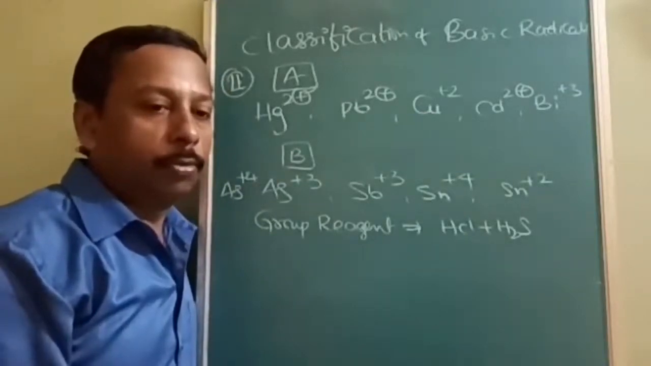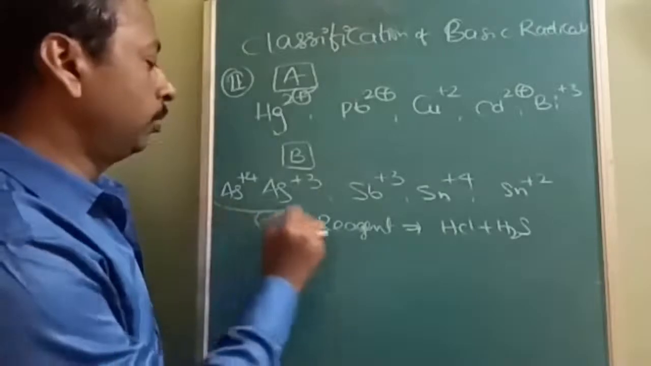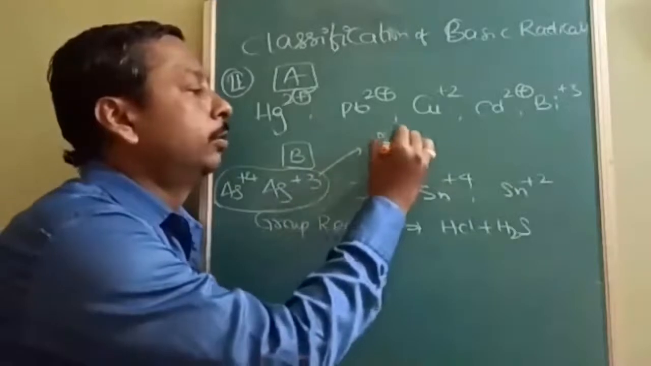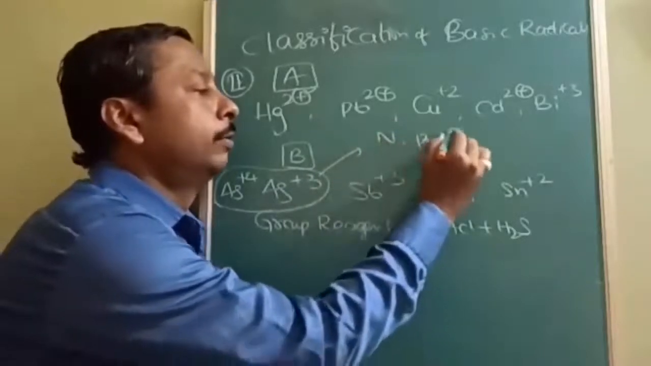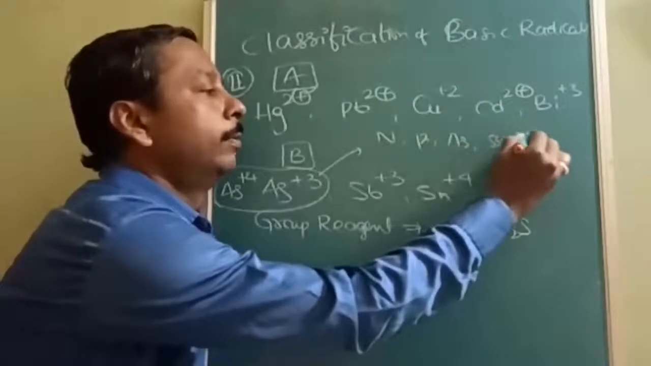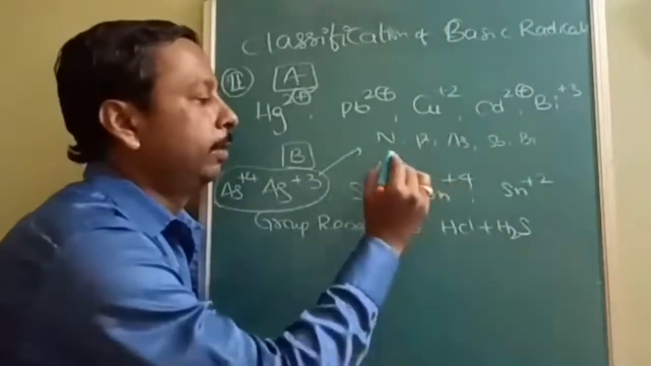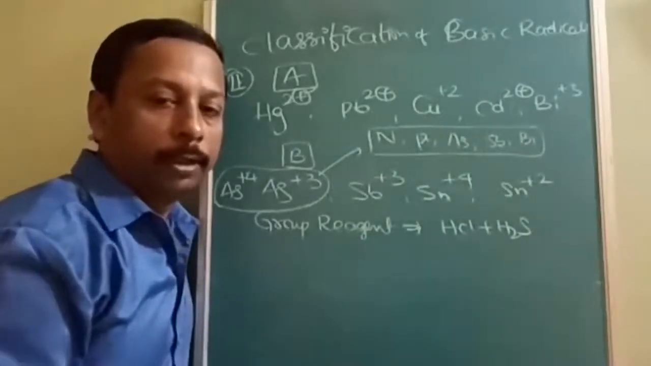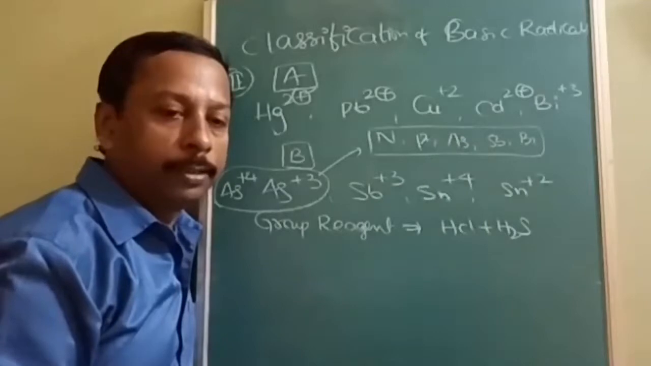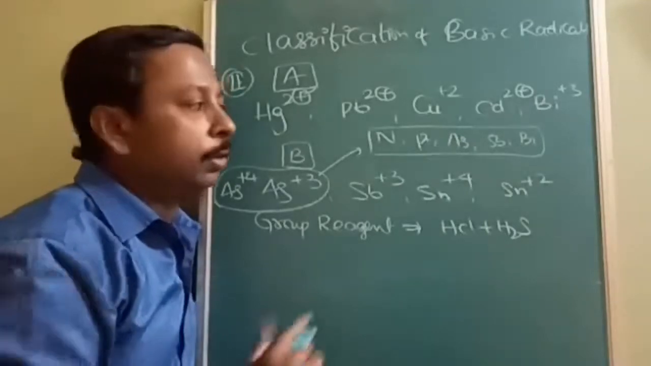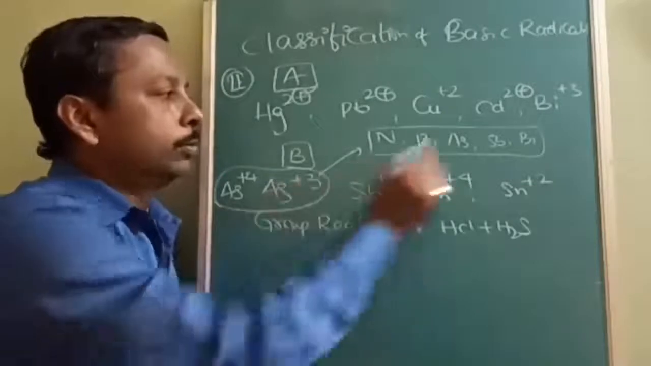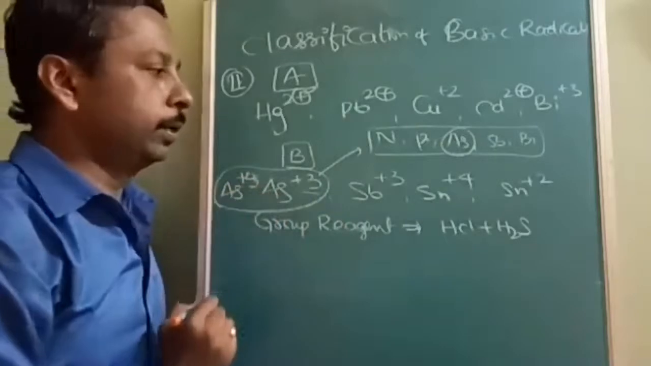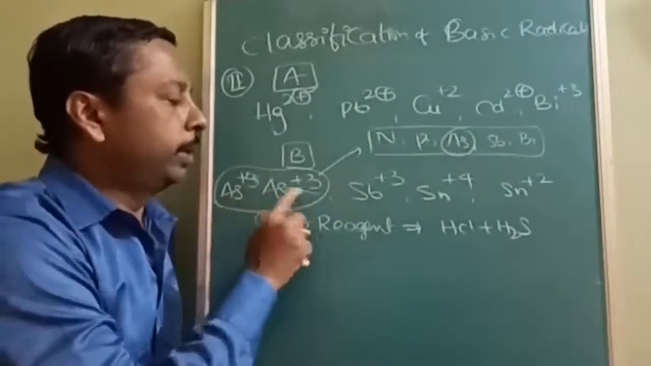And the second B group contains ions of arsenic, antimony, and bismuth, and also tin. Arsenic, antimony, and bismuth belong to the 15th group, so their oxidation number can be +3 and +5. That's why arsenic can exist in the +5 and +3 oxidation states.